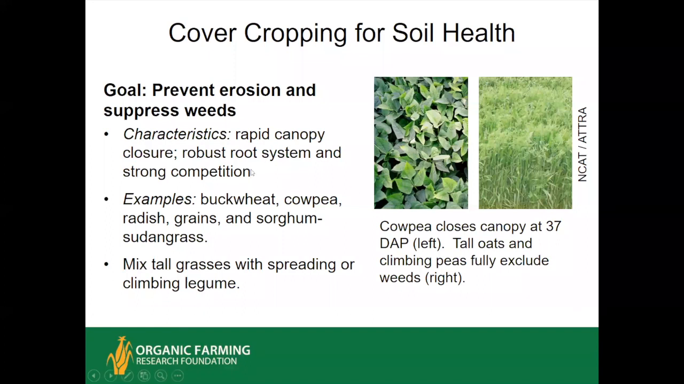That hastens canopy closure, and it more thoroughly occupies a niche so that the weeds don't have a chance. Again, you get a torrential rain on either of these, you might flatten the cover crop, but you're not going to lose any soil. So a couple of other fast-growing ones: radish, most of the grains, Sorghum Sudan is really good. And again, mixing the tall grasses with a spreading or climbing legume gives you that canopy closure.